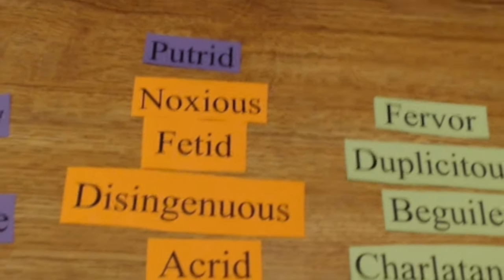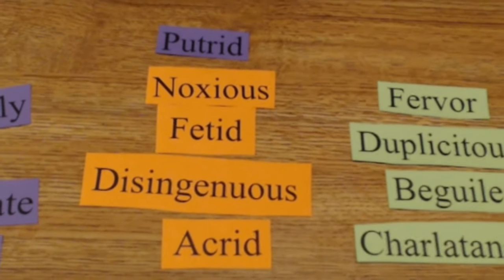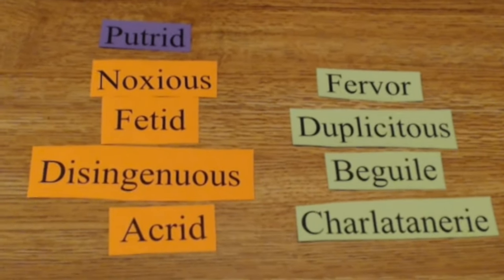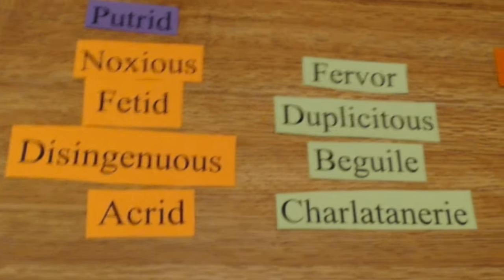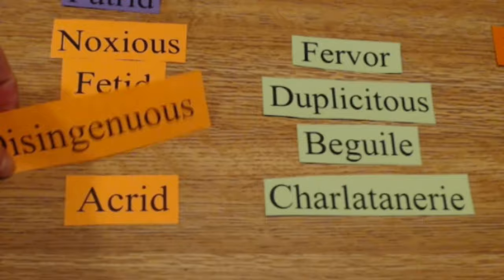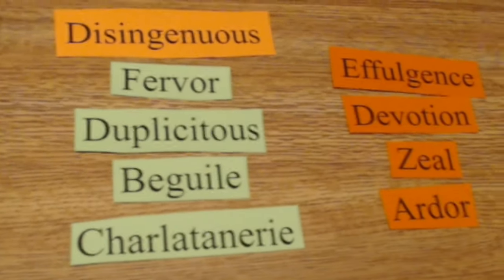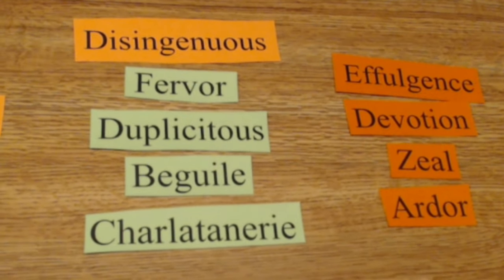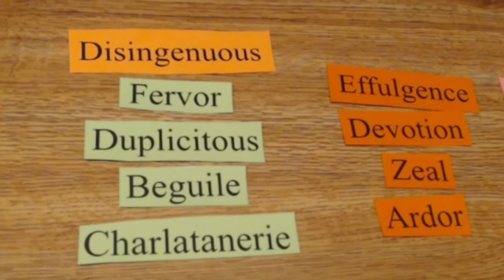All right, so you can see with the color coding up here, it should make it easier to see the actual bumping happening. All right, so putrid is now part of your new group. So let's see, what doesn't fit? Oh, we got a lot of things about nasty smells. This doesn't fit, disingenuous. So we'll move that. Disingenuous and fervor definitely don't mix. Duplicitous, beguile, nope. Okay, so we're gonna move fervor.